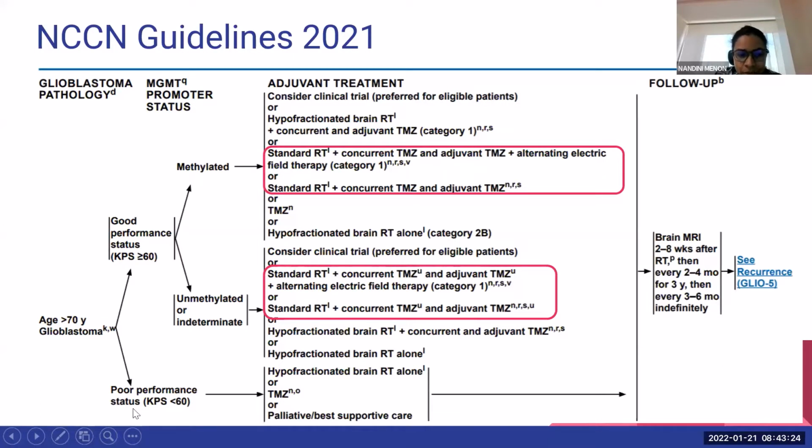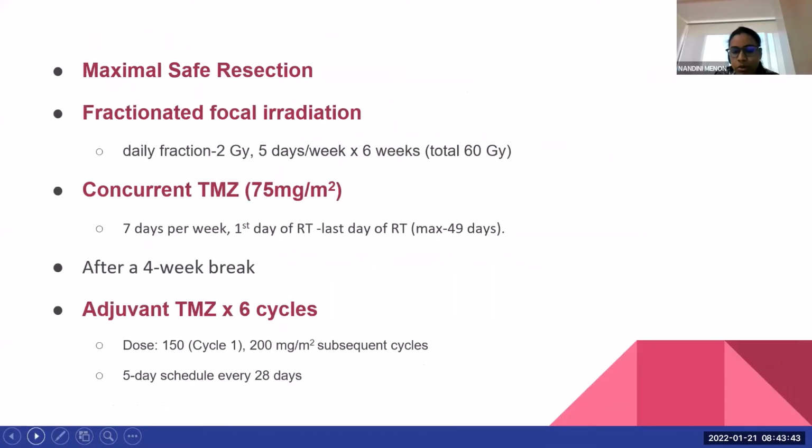If it's an elderly patient with a poor performance status, then the question arises whether he will tolerate radiation followed by adjuvant and concurrent temozolomide. So there are altered strategies, like giving temozolomide alone, or just hypofractionated brain RT alone, or, if the patient has a very poor performance status, only best supportive care. So this is what I discussed.